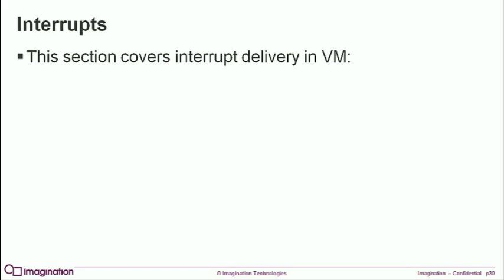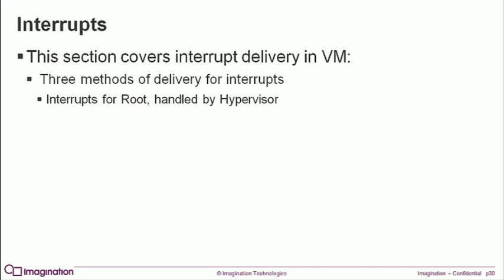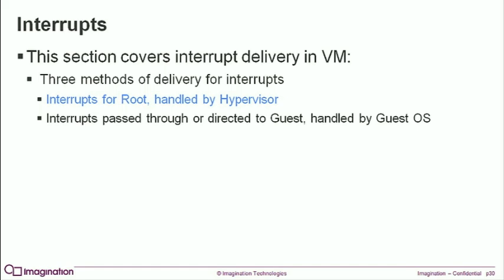This section will cover how interrupts are delivered using the virtualization module. The hypervisor can configure the system to deliver interrupts in 3 different ways. First, it can program itself to receive the interrupt directly using legacy methods. It can configure the interrupt to go directly to the guest OS without any hypervisor intervention.